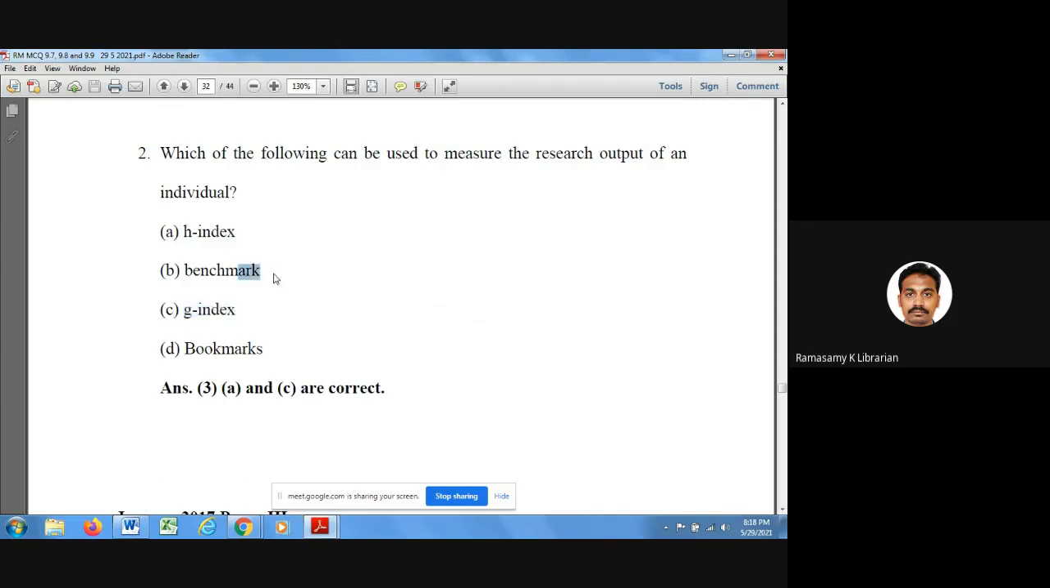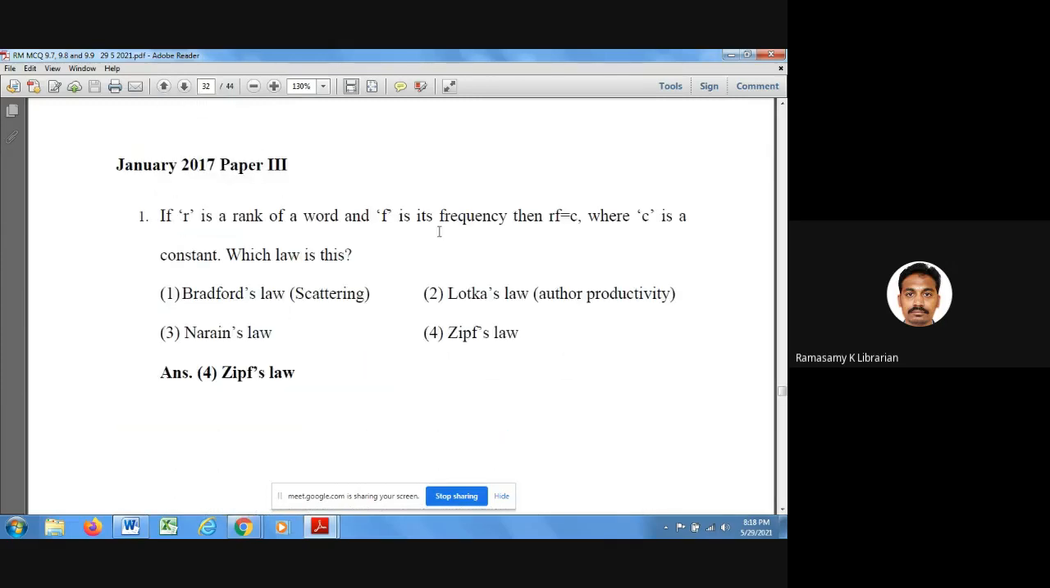Benchmark is not a measure. Bookmarks are nothing but when you like a particular website, you create a bookmark for it. It is called a bookmark. Benchmark is a standard. So benchmarks are used for comparing two individuals or institutions on certain parameters. So H index and G index are two tools that can be used to measure the research impact of individuals. Okay, fine.